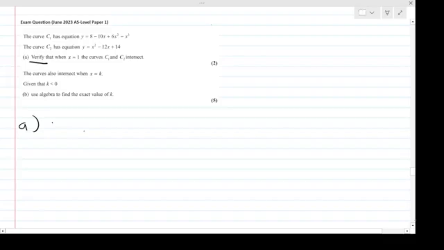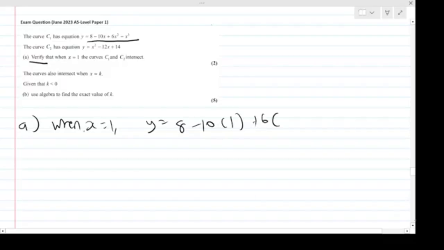So, when x is 1, firstly for C1, y would be 8 take away 10x, where x would be 1, plus 6x squared, it should be 1 squared, minus x cubed, it should be 1 cubed.